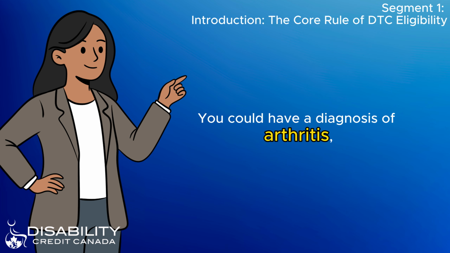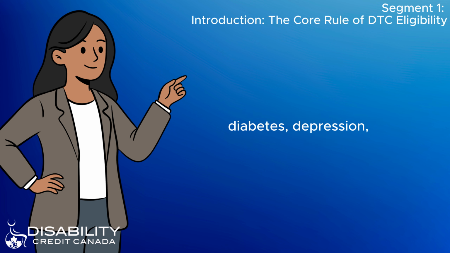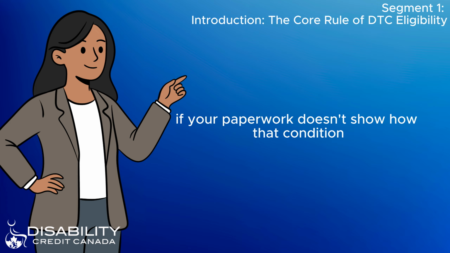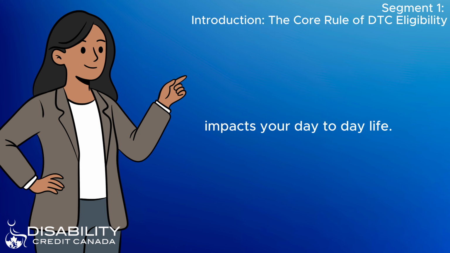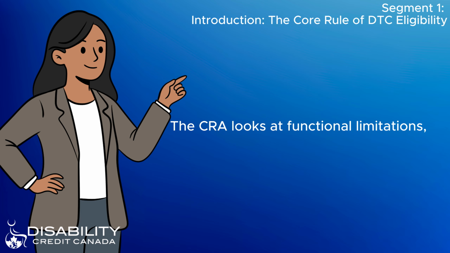You could have a diagnosis of arthritis, diabetes, depression, or ADHD and still be denied if your paperwork doesn't show how that condition impacts your day-to-day life. The CRA looks at functional limitations, not clinical names.